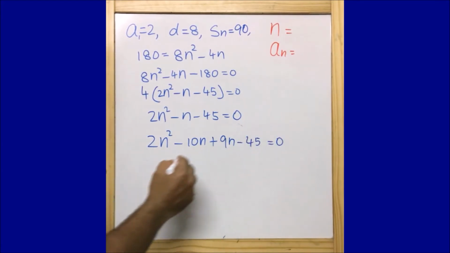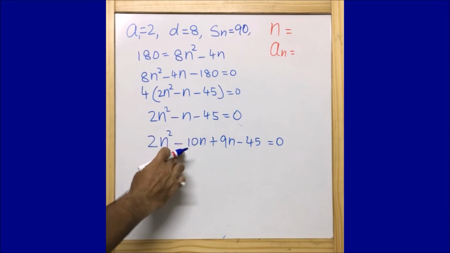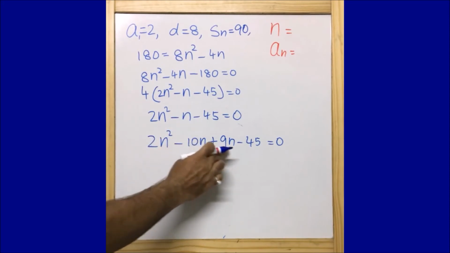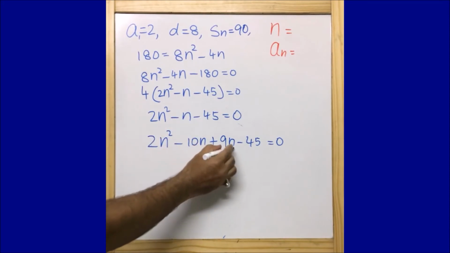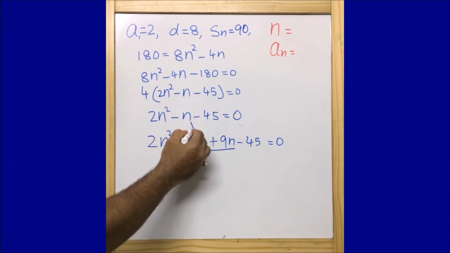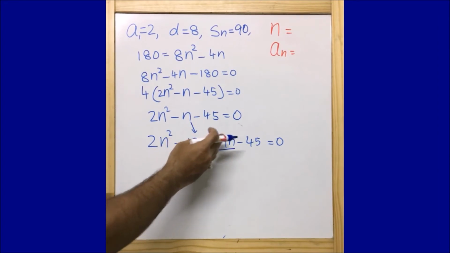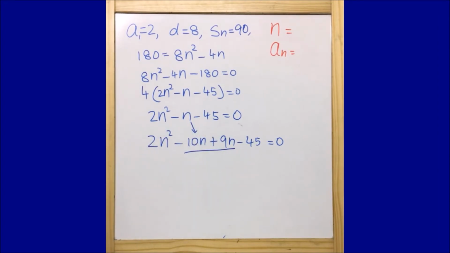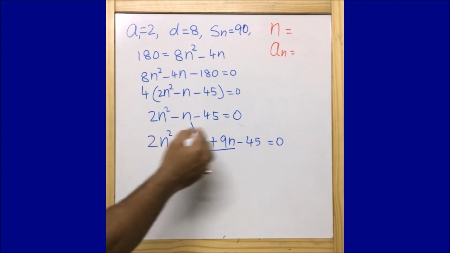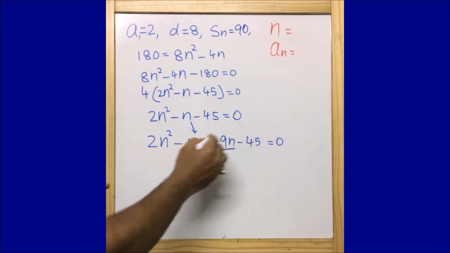I believe if I write in this way it would be correct also, because minus n is nothing but I took it minus 10n plus 9n. If I consider minus 10n plus 9n, I will still get minus n. So I just used minus 10n plus 9n to find out that value. So my new equation became 2n square minus 10n plus 9n minus 45.